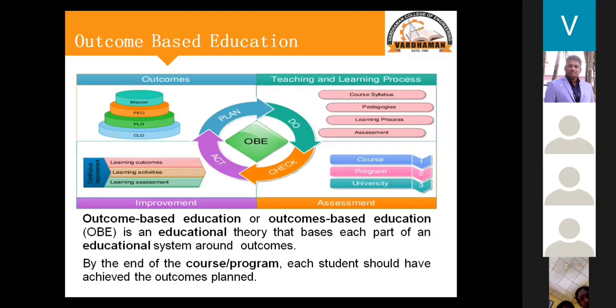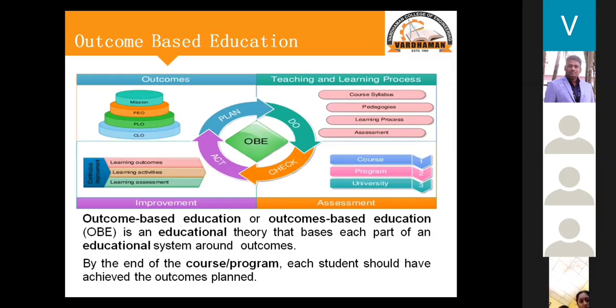And all this falls into the teaching and learning process, that is, we speak about a course syllabus, the outcomes in line with the course syllabus, the pedagogies, how we follow the learning process, how the students learn, and assessment, how the students write. So this overall speaks about outcome-based education. You can see below, what is outcome-based education? It is nothing but an educational theory that bases each part of an education system around outcomes. So we can understand that here, outcomes play a vital role.